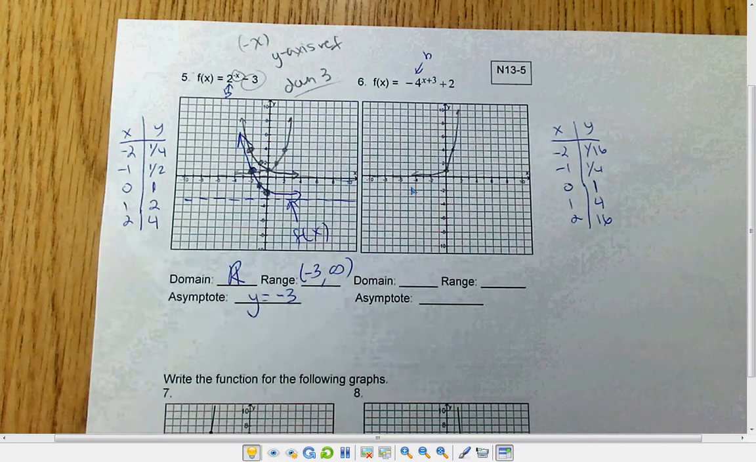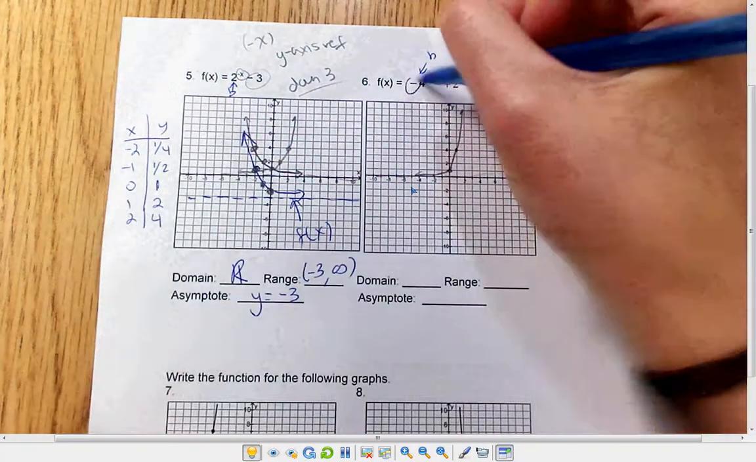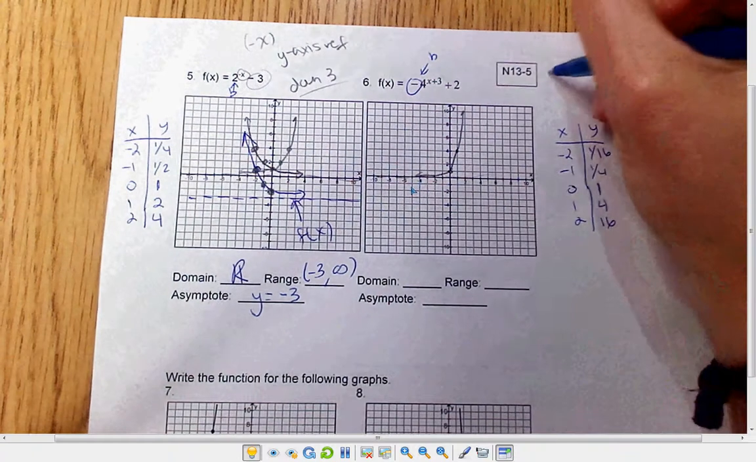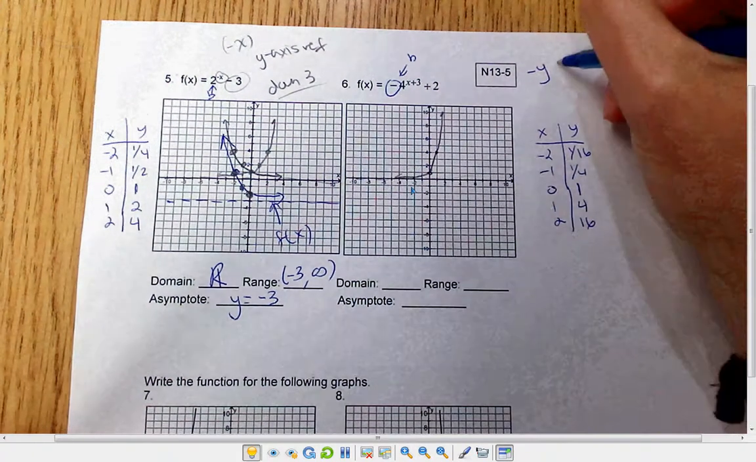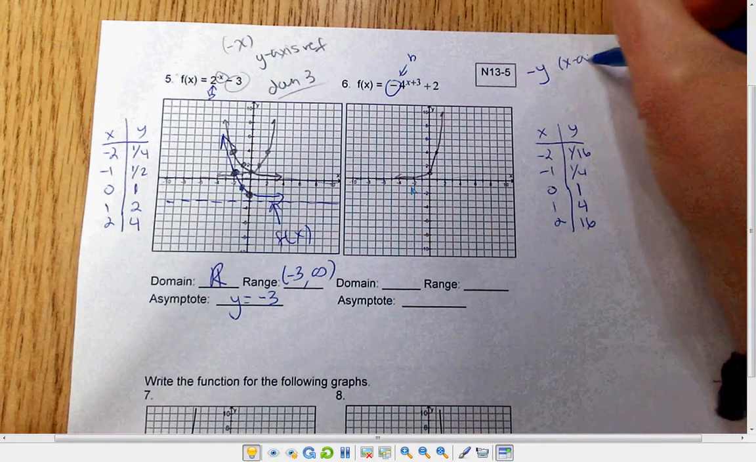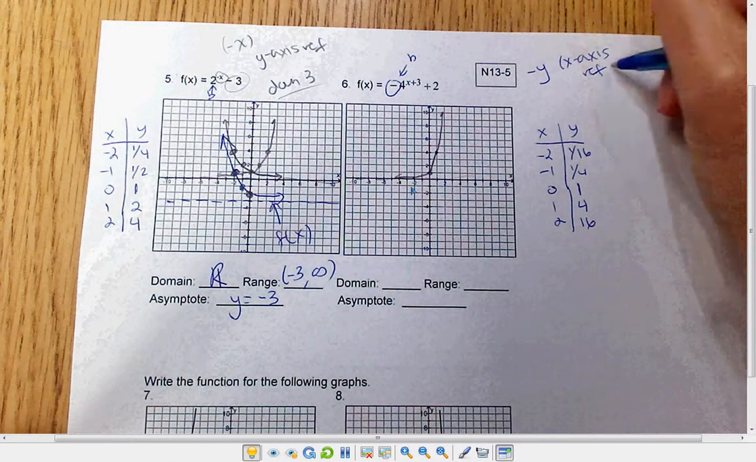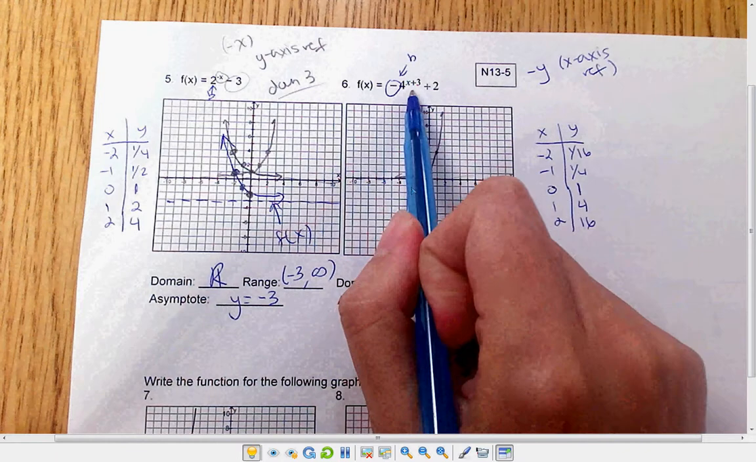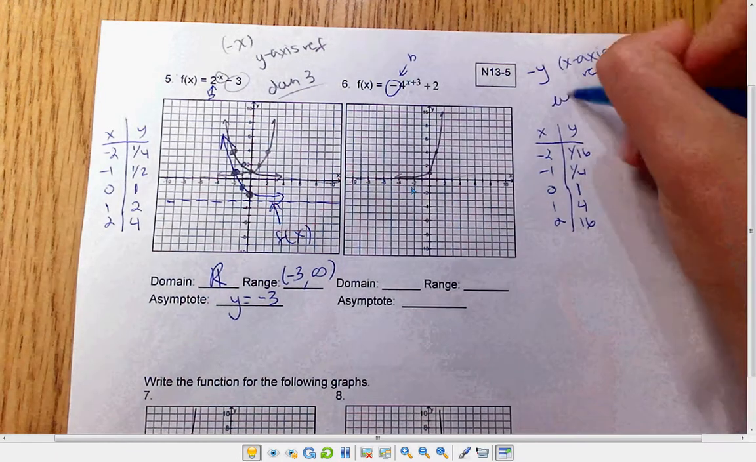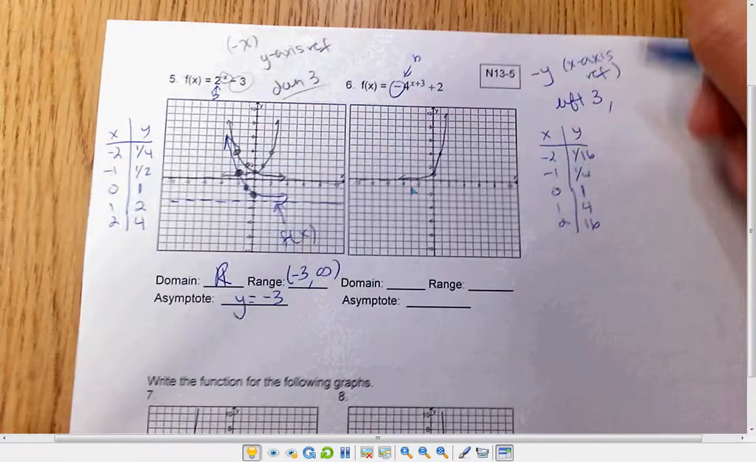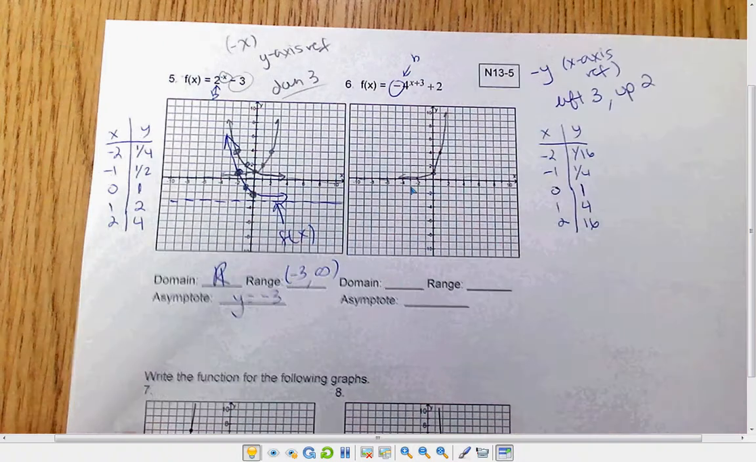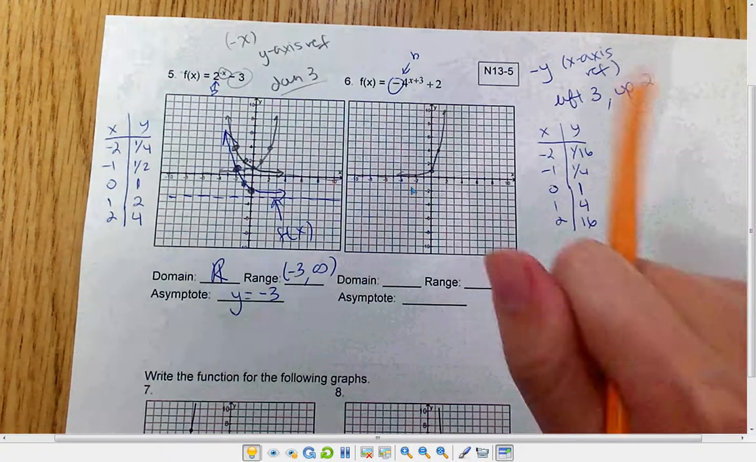There's a couple different things that are happening here. This minus is on the outside, which means it affects my y. If it's a negative y, this means it's being reflected across the x-axis. There's also been a shift. Plus 3 affects my x, which means I'm moving to the left 3. Plus 2 affects my y, which means I'm moving up 2. So the first thing I want to do is my x-axis reflection.